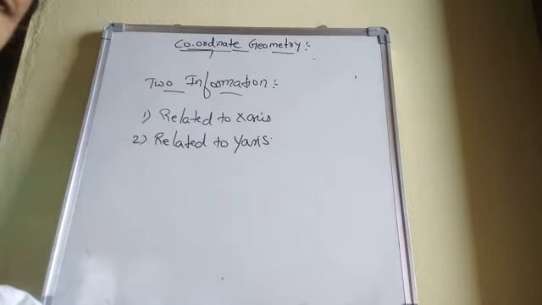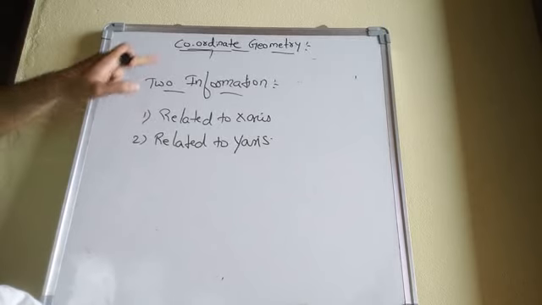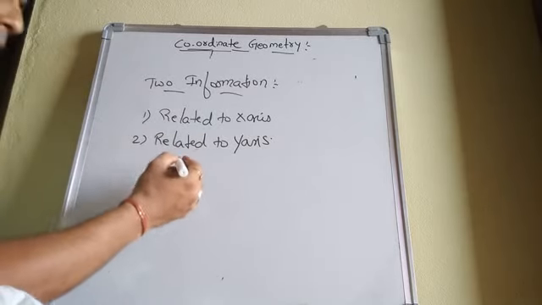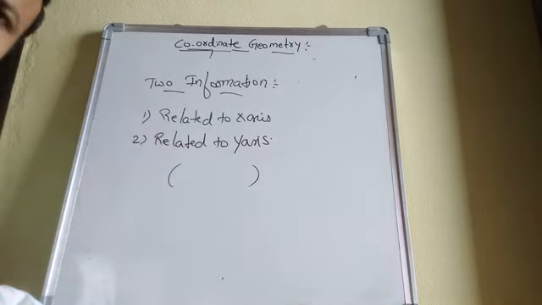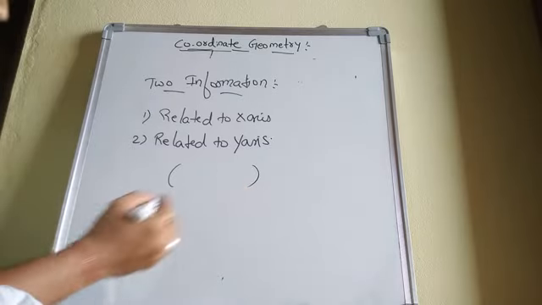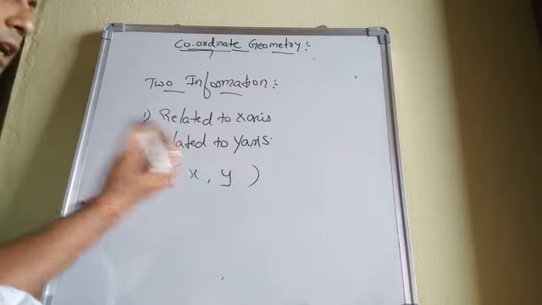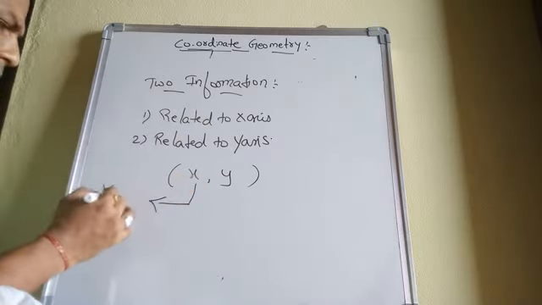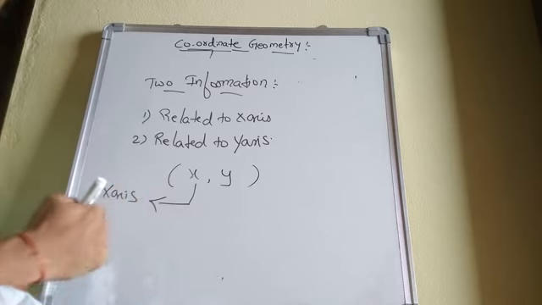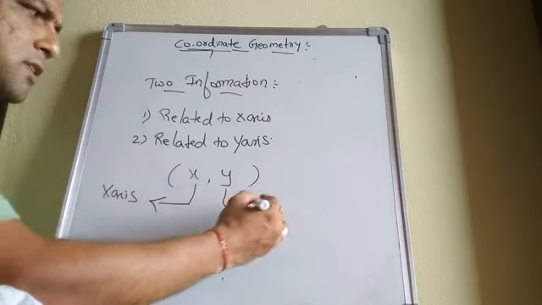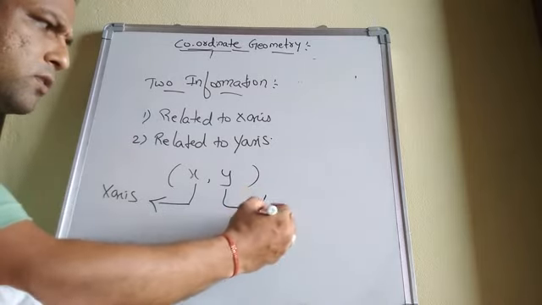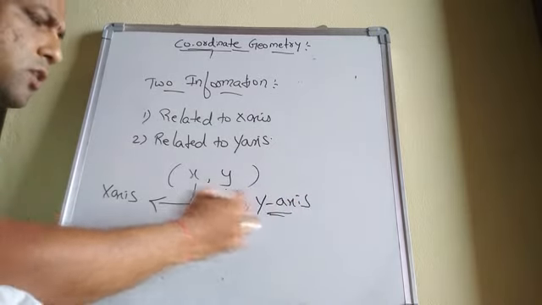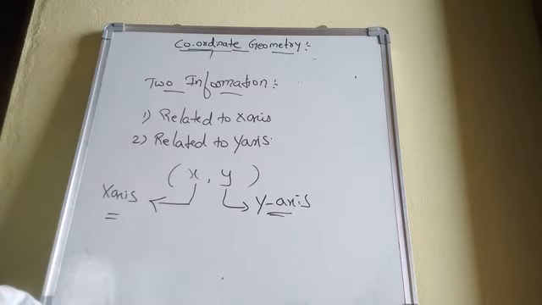These both pieces of information we write in a closed bracket. See, in this way we write in the bracket. It is compulsory to write in the bracket, and we represent it as x comma y. The first number is related to the x axis. Compulsorily, the first number should be related to the x axis, and the second number related to the y axis. This you need to remember, and it's compulsory.